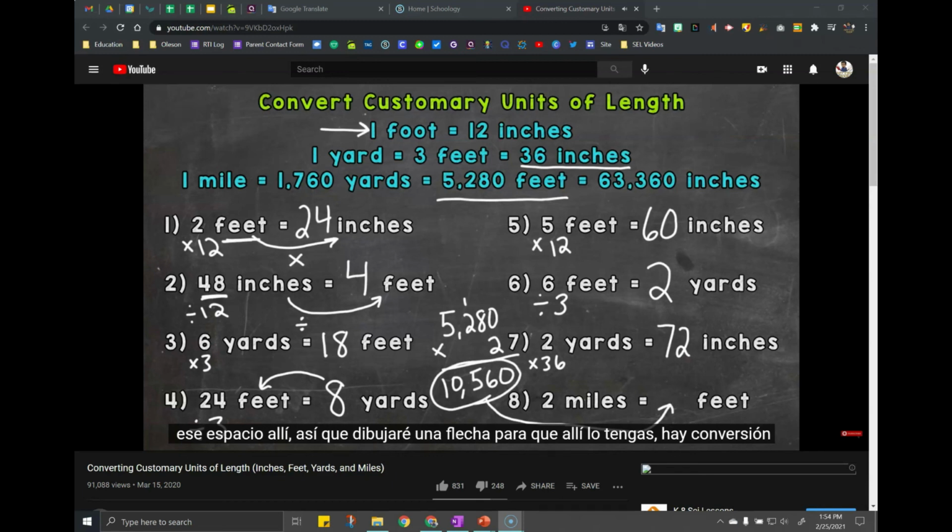So there you have it. There's converting customary units of length involving feet, inches, yards, and miles.